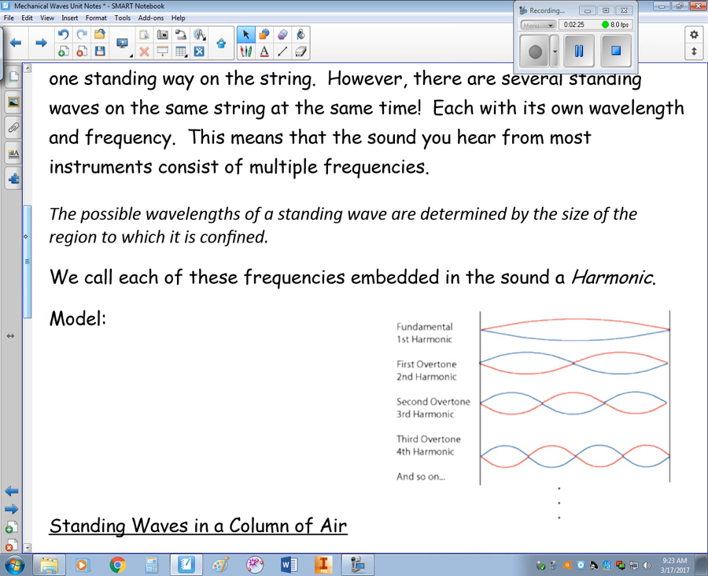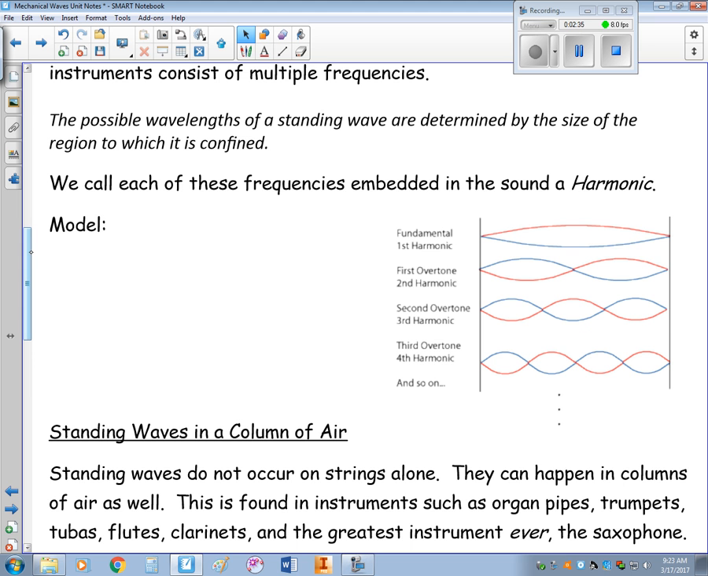The possible wavelengths of a standing wave are determined by the size of the region in which it's confined. So we'll call each of these frequencies embedded in the sound a harmonic. So we have the first harmonic, the second harmonic, third, fourth, and so on and so forth.